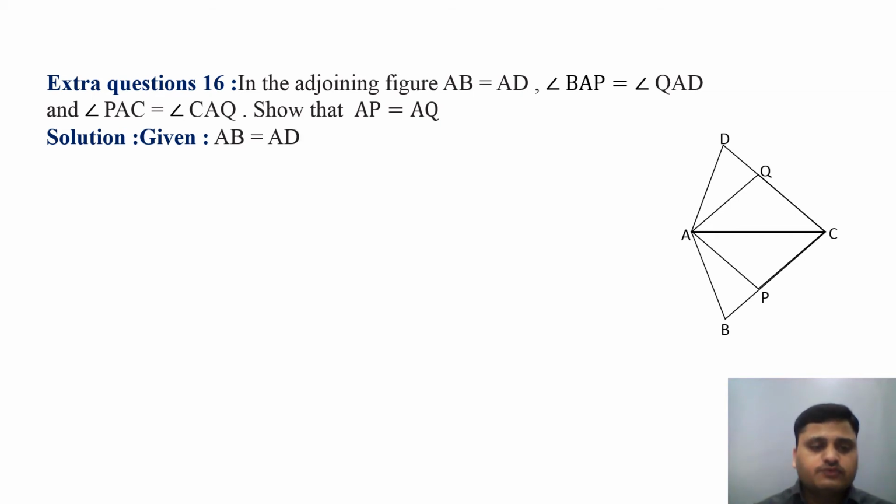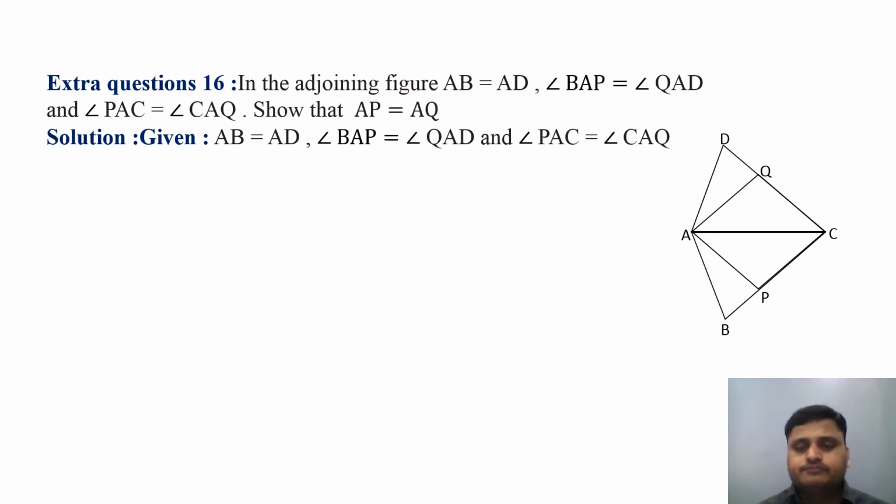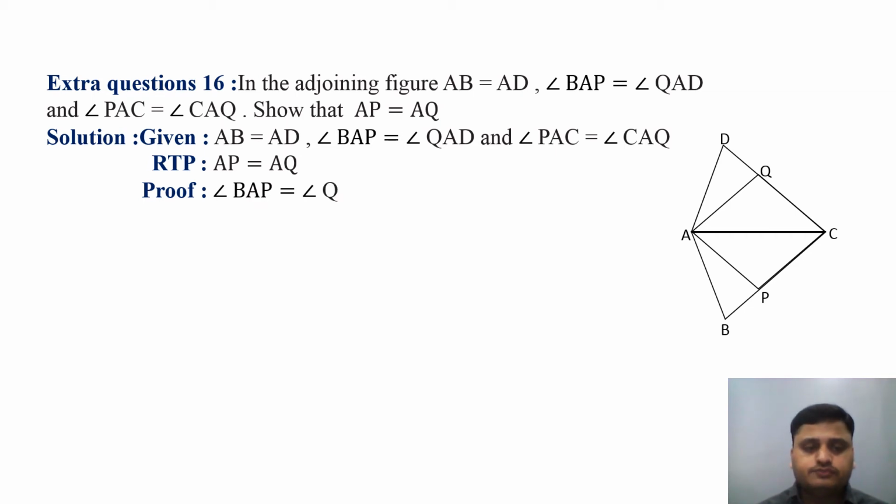So to prove this, first of all we will write given. What is given? From the question we will simply copy that: AB is equal to AD, angle BAP is equal to angle QAD, and angle PAC is equal to angle CAQ. Now what we need to prove, we will write in RTP, that is AP is equal to AQ. That's the proof.